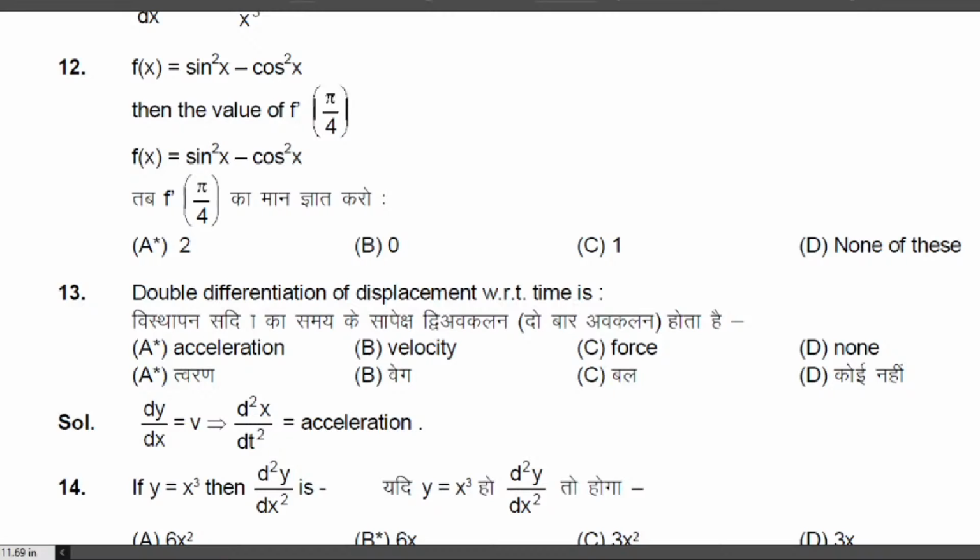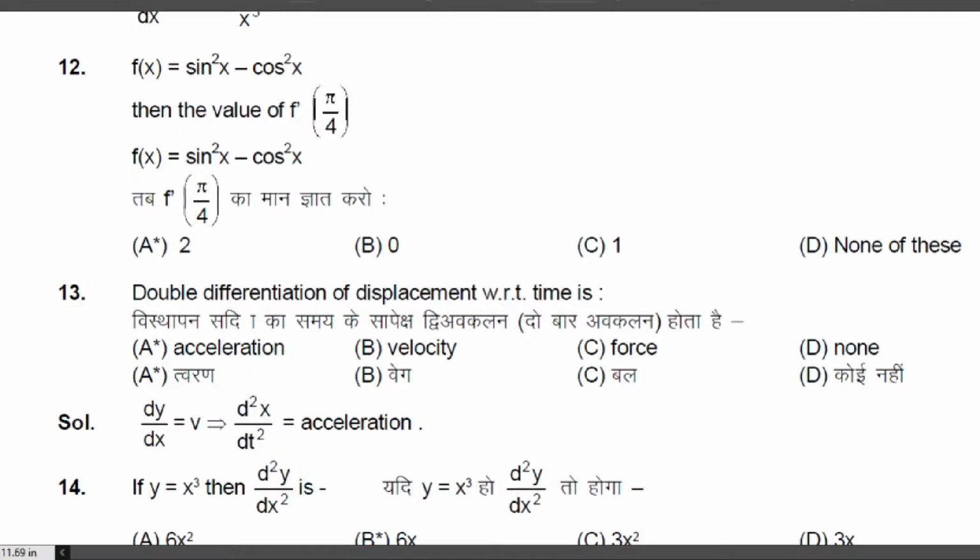yeah, let me see what he is asking actually. Is he asking f of pi by 4 or f prime of pi by 4? I think he's asking f prime of pi by 4, not f of pi by 4, because he's giving the answer as 2. What do you mean by f prime of pi by 4? It is the derivative of f of x. I think he's asking f prime, because there is a prime which is very small. It's not visible clearly. So let me find f prime.